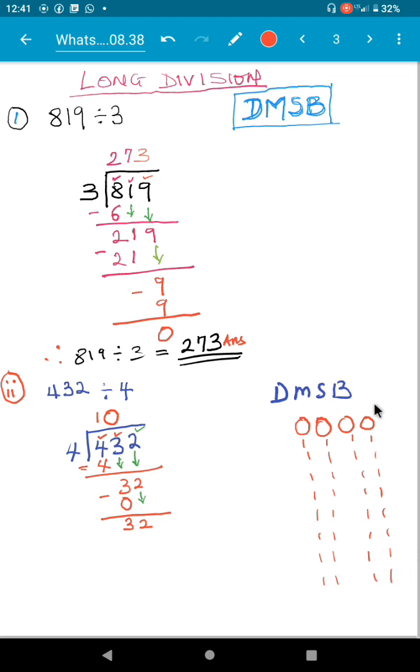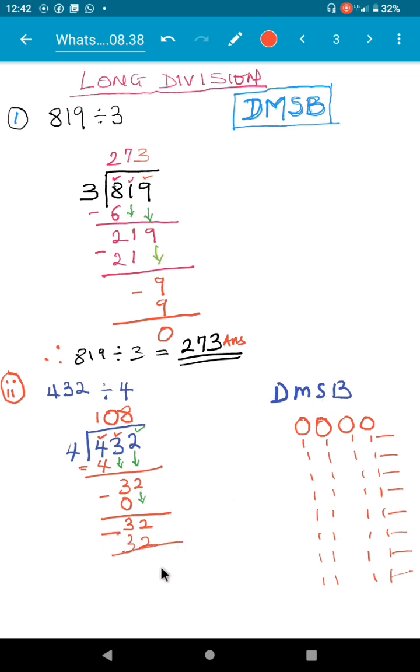This is also complete. So how many groups of 4 do we have? We have 1, 2, 3, 4, 5, 6, 7, we have 8, which means 32 divided by 4 is 8. So we go to multiplication. 8 times 4, 32. We go to subtraction. 32 minus 32, that gives us 0.